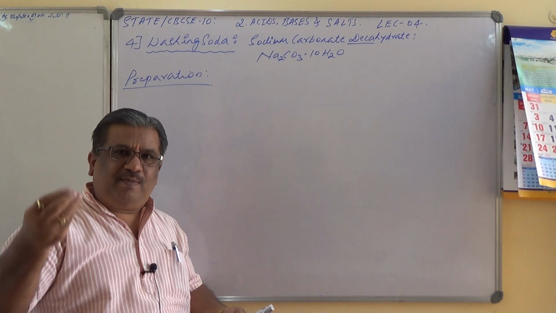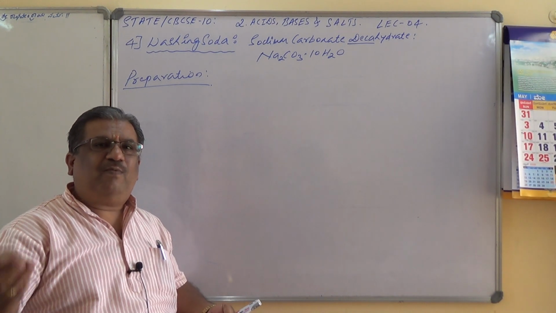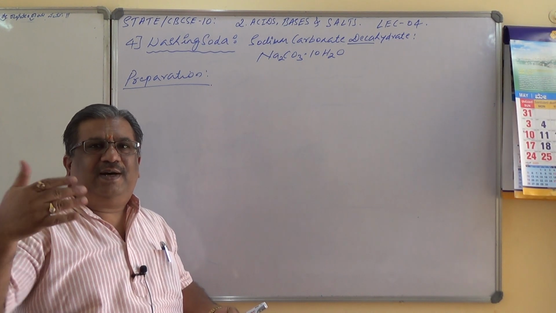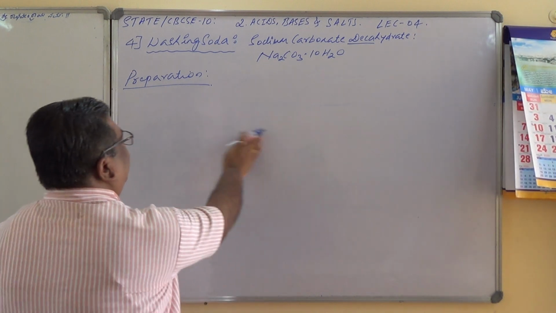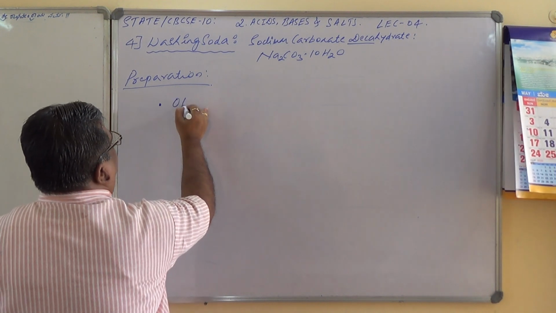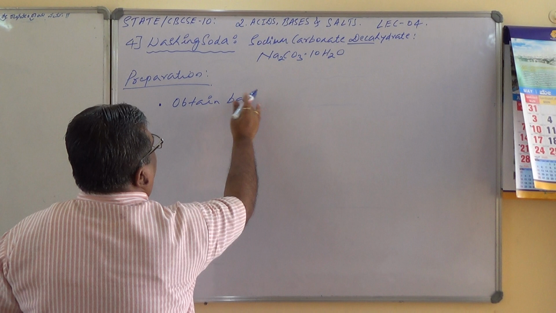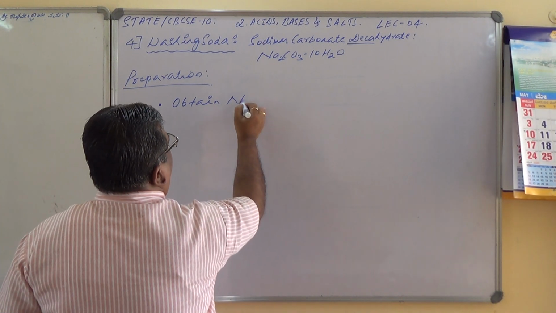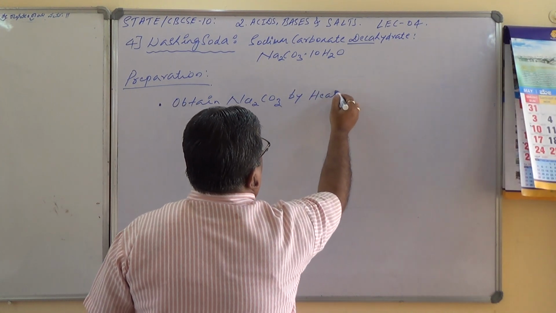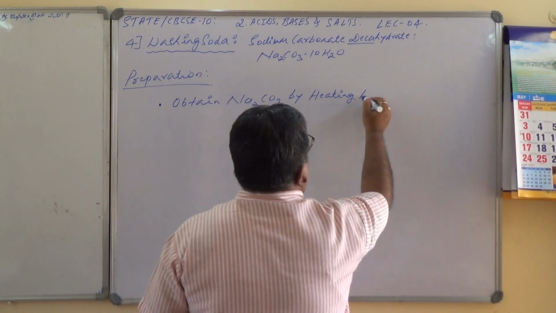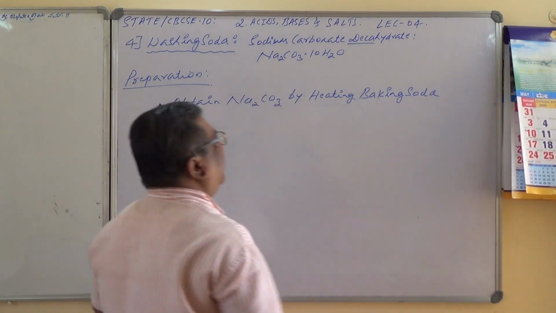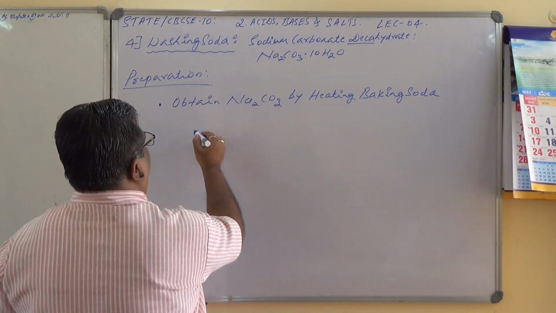So for the sodium carbonate which is produced, you add water molecules, and this addition of water molecules to sodium carbonate is called recrystallization. So there are two steps here. The first step is to obtain Na2CO3, sodium carbonate, by heating baking soda. Obtain Na2CO3 by heating baking soda.